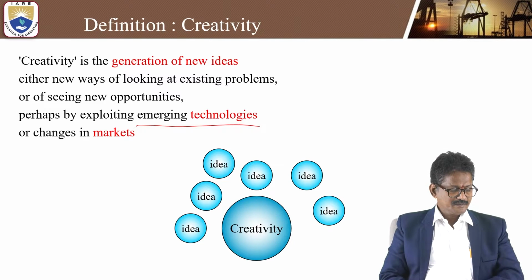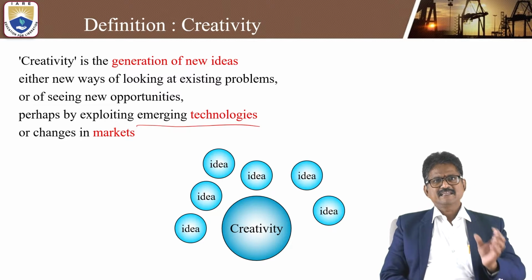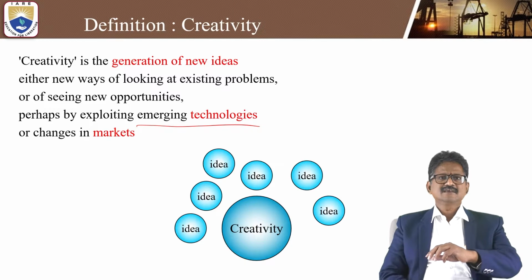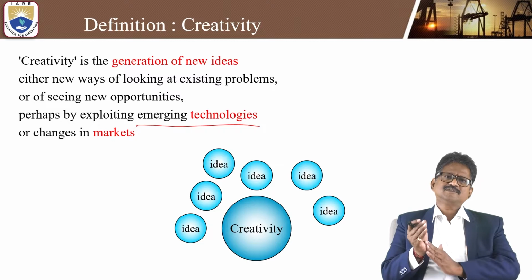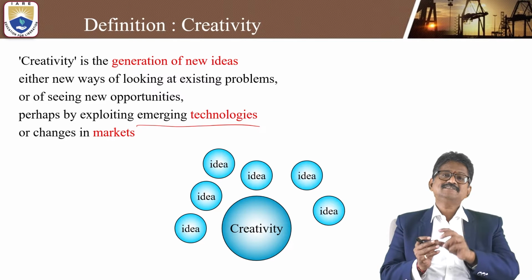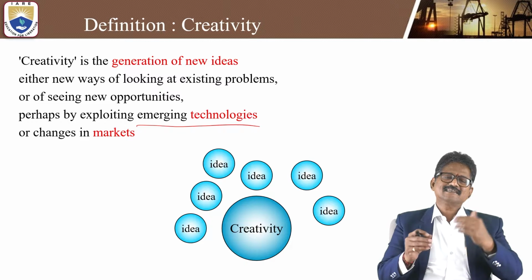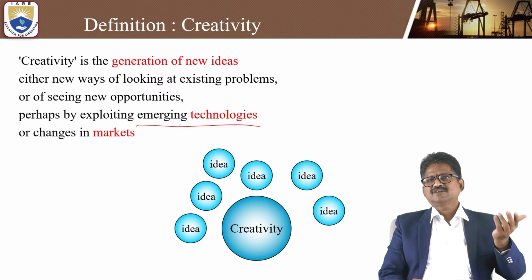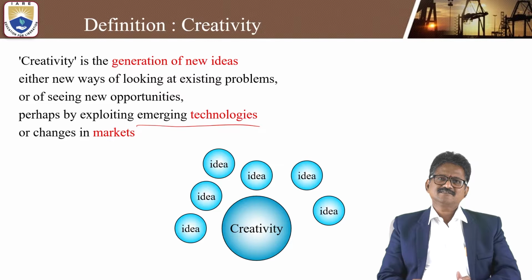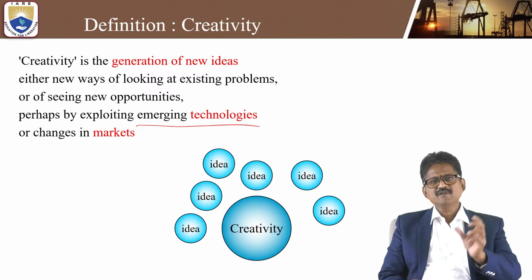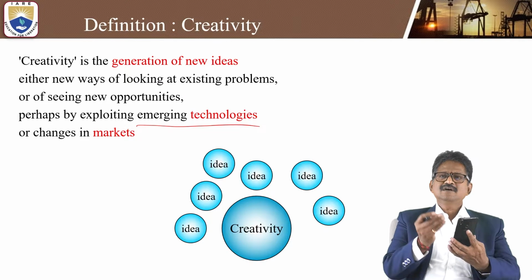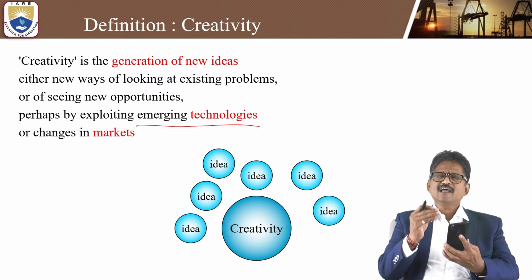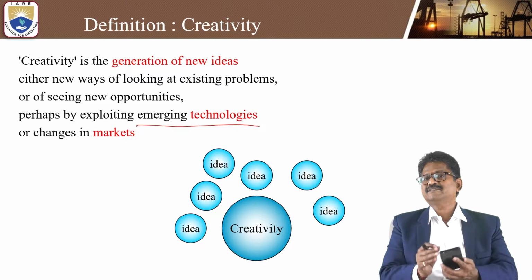Okay, so this is the definition of creativity. As you know, creativity is the generation of new ideas, either new ways of looking at existing problems or seeing new opportunities, perhaps by exploiting emerging technology, by implementing emerging technology like AI, IoT, blockchain technology, or changes in the markets. So for example, today there is a mobile phone, some Samsung and Vivo, and after a couple of years, this cannot be available in the market.